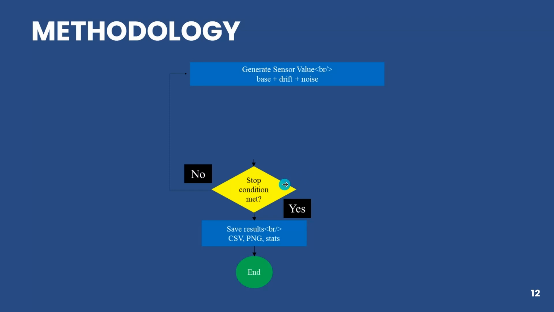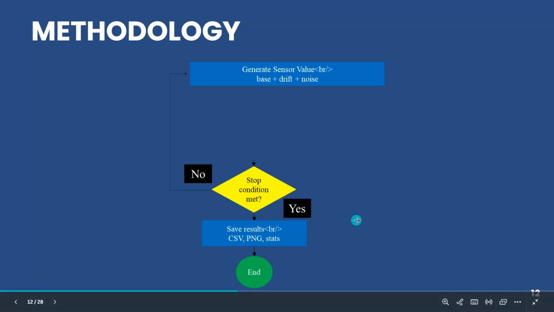Okay, if the condition is not met, then it will generate the sensor value, base, drift, and noise, and loop back. If the condition is met, then the result will be saved as CSV, PNG, and stats. So the simulation will end.